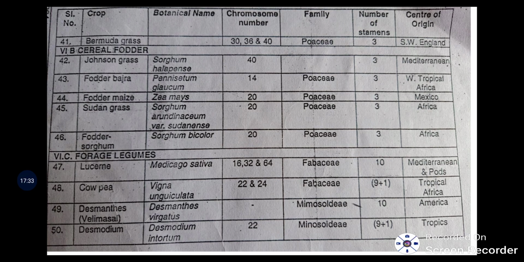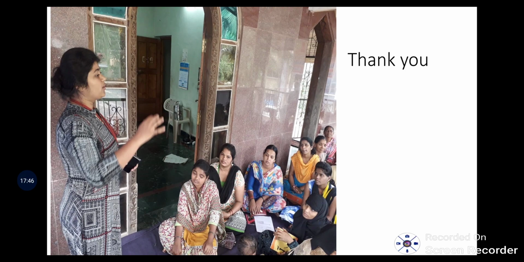Desmanthus virgatus is the scientific name. This belongs to Mimosoideae family, having 10 stamens and the origin is America. This was all about the field crops pocket data.